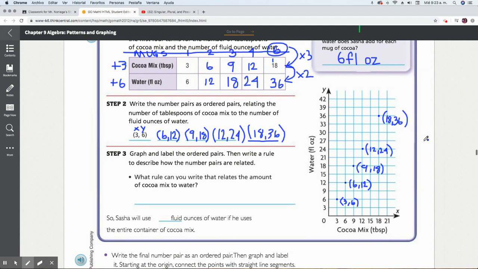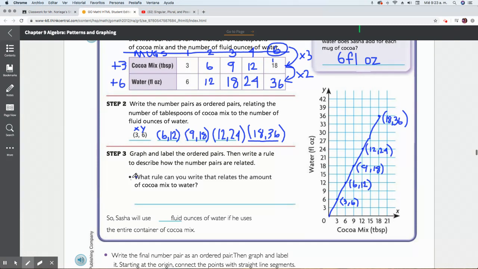And then I am going to connect my points with a line, with line segments. So from the 0, I'm going to connect it with the first one, and then I'm going to move up again, and then I'm going to connect this one with this one with this one, and the last one. All right, so that is the first step for step number 3.